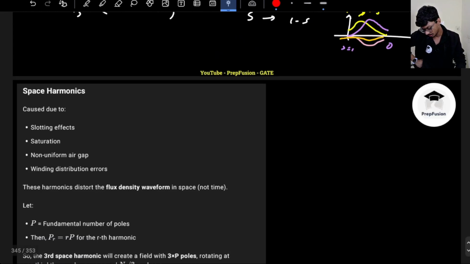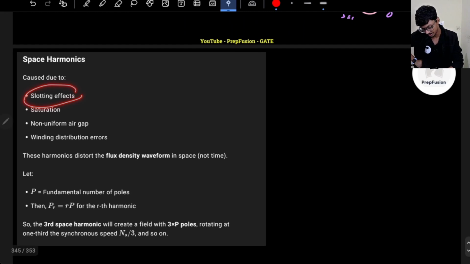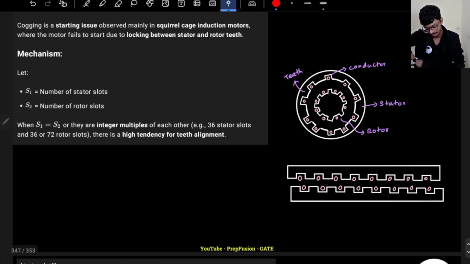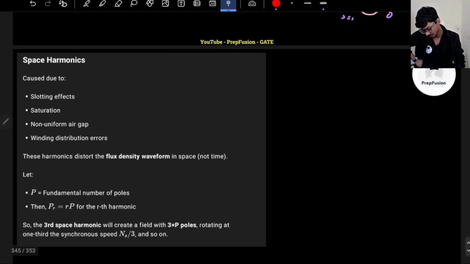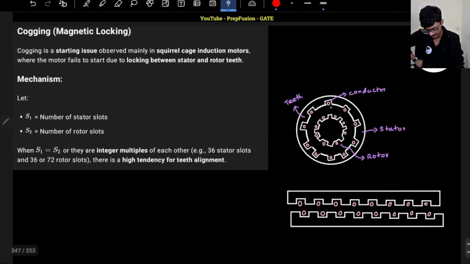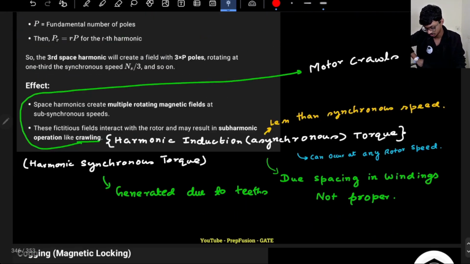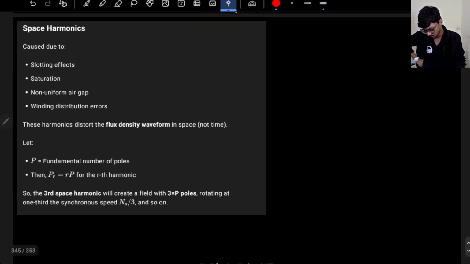So this is the summary basically about the space harmonics. Here the space harmonics can be caused due to slotting. So basically if I show you here, the way I am keeping my conductors, if there is some problem with slotting, then those harmonics will be present, because it is a mechanical thing, right? Saturation of the core, and non-uniform air gap. Here the air gap is the same, here the air gap may be more, here it is lower. So if it keeps on changing, then we will have this problem. Then winding distribution error. So how am I placing the windings? Due to those, some errors can come. Okay, so these harmonics distort the flux density waveform in space, not time.